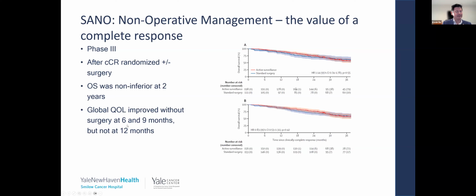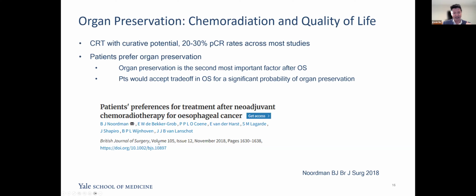Interestingly enough, they did look at the global quality of life in the Sano trial, which did improve in the short term, but seemed to level out in the long term. And so that was kind of an interesting finding where, despite patients really probably preferring to avoid surgery, their quality of life may actually improve given enough time after surgery.